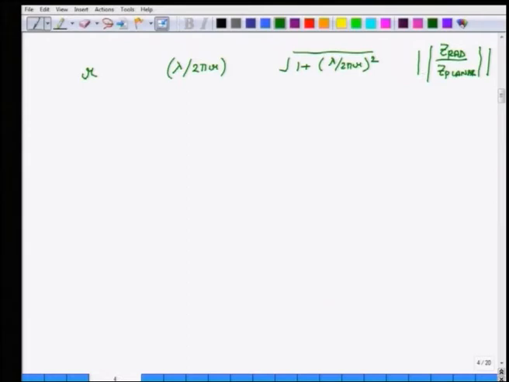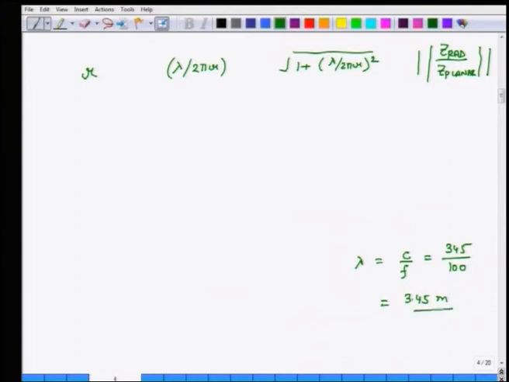Now, while we are computing this, we have to know the value of lambda. So, lambda equals C over F. C is assumed to be 345 and F is 100 hertz, it is given. So, lambda comes out to be 3.45 meters.